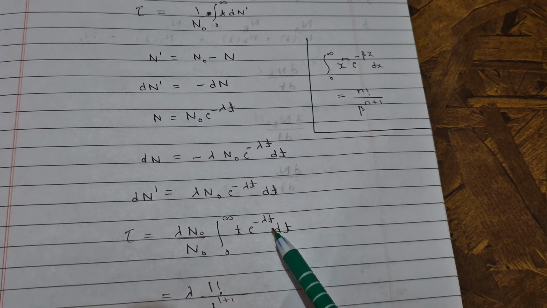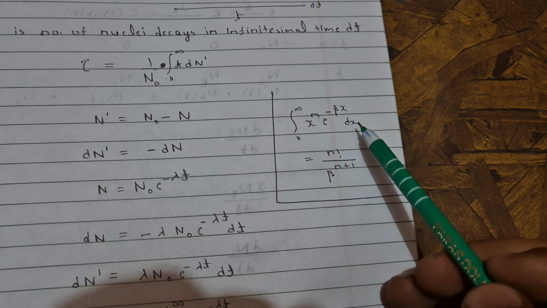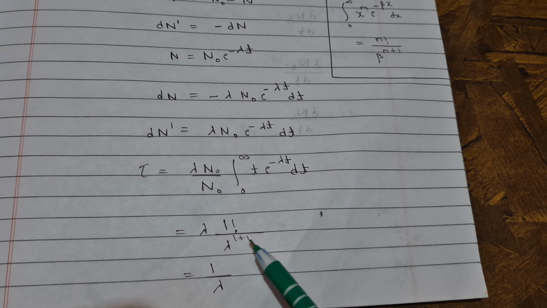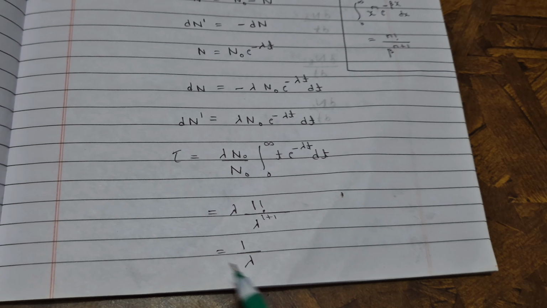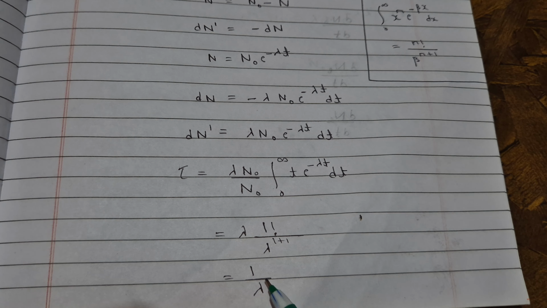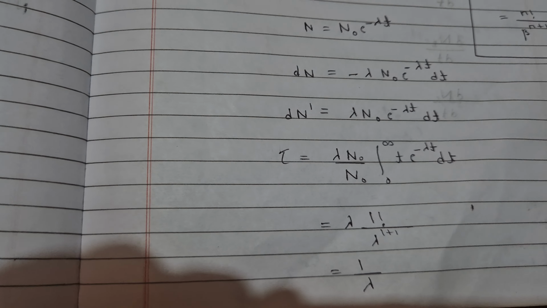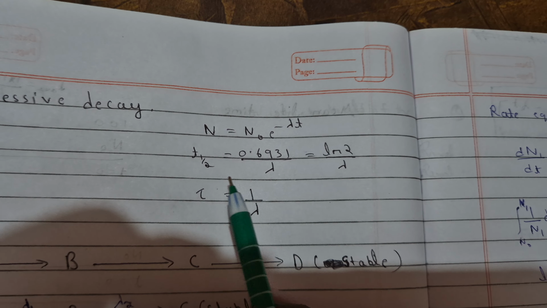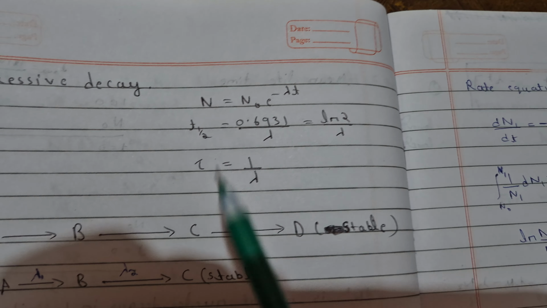Now N naught will cancel out, and you need to integrate this. We can use the identity: the integral of x to the n exponential minus beta x dx is n factorial divided by beta to the n plus 1. This will be lambda times 1 factorial over lambda squared, so lambda will cancel out and it will give you 1 upon lambda. This is your average lifetime, the same as we discussed here. I hope you get it. So we found three things. First was the rate equation N equals N naught exponential minus lambda t. Second was the half-life, that is log 2 by lambda. Third was the mean lifetime, that is 1 upon lambda. You must remember all these three things.